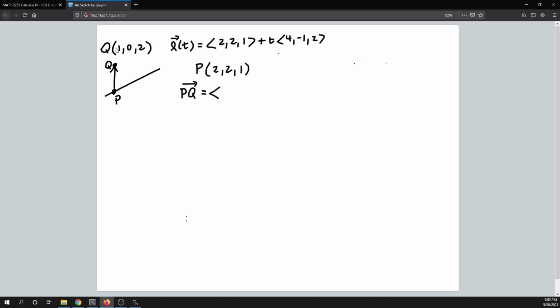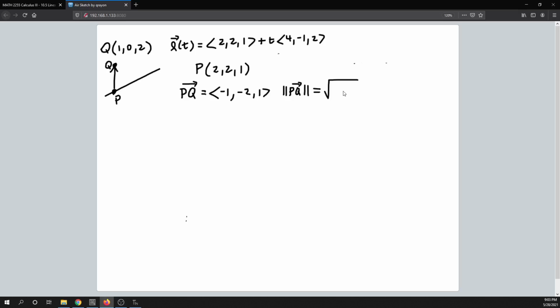All right, so terminal is Q, initial is P, so 1 minus 2 is negative 1. 0 minus 2 is negative 2. And 2 minus 1 is 1. Remember, we're also going to need the magnitude of that vector, so let's go ahead and do that.